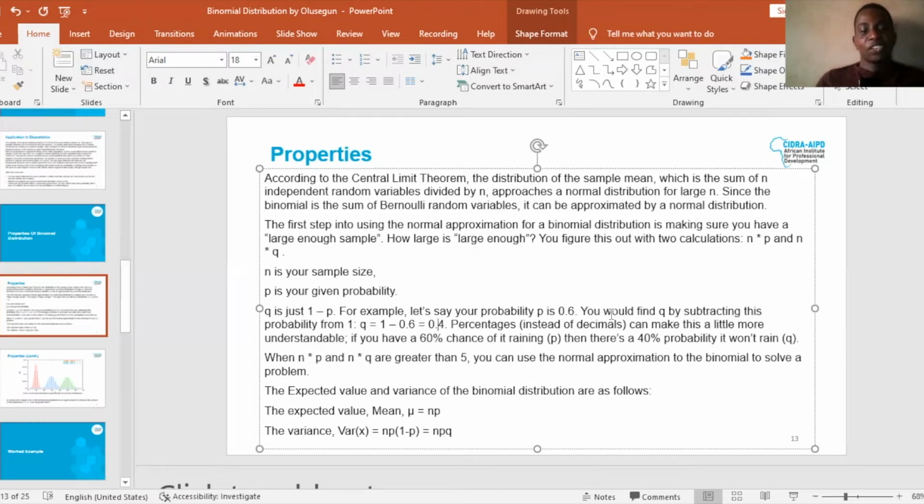The expected value and the variance of the binomial distribution are as follows. The expected value, which is the same as the mean, since we are talking about distributions, equals n times p. The variance equals n times p times q, or you can say n times p multiplied by the value of 1 minus p, which is the same as n times p times q. Those describe the mean and variance parameters of the distribution.